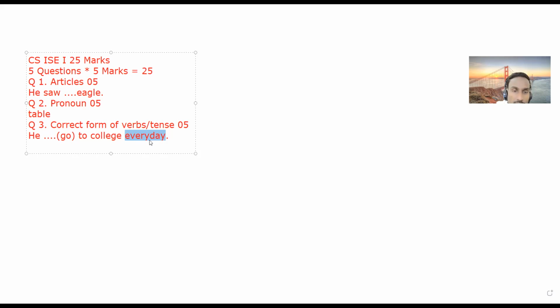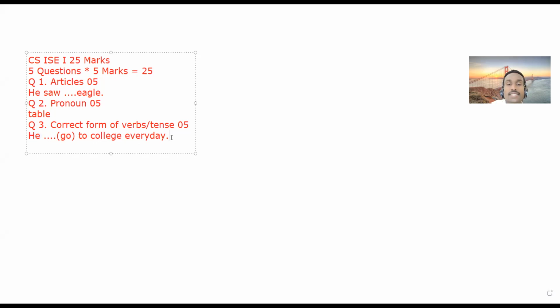Goes. From every day we come to know this action takes place regularly, a repeated action. So we need to use simple present tense. In simple present tense we use the first form of verb, that is V1, which is already given here, go. But we cannot use go as it is because the subject is third person singular: he, she, it. If there is he, she, it, we add s or es suffix to the main verb. So it becomes: he goes to college every day.